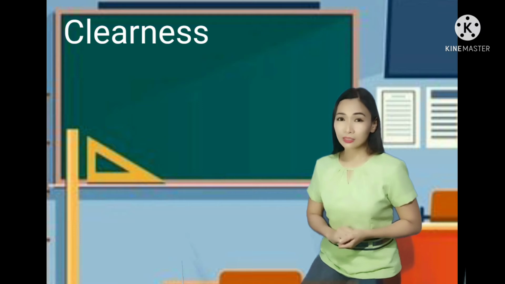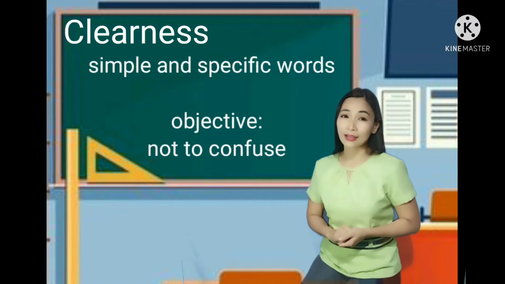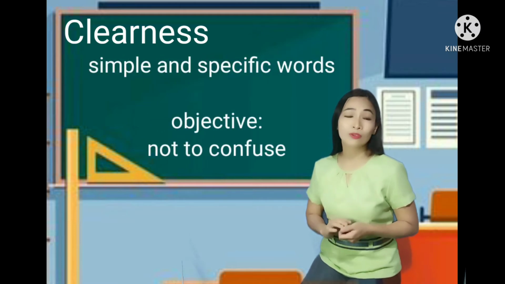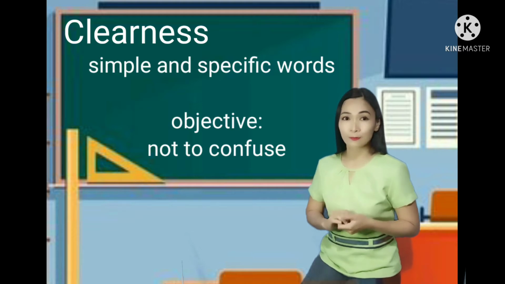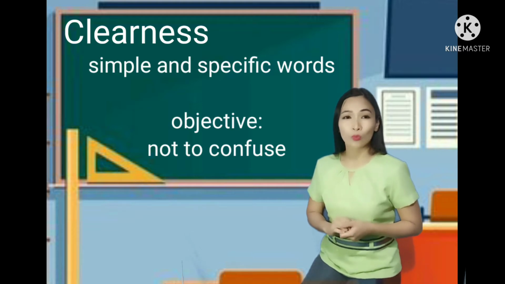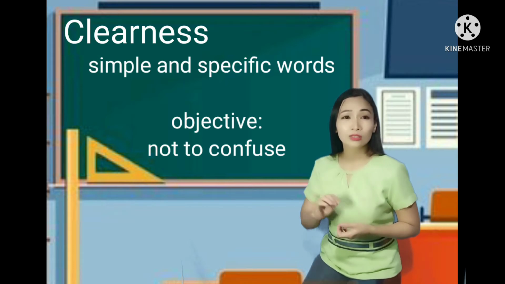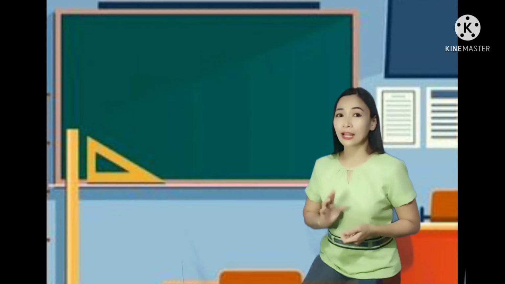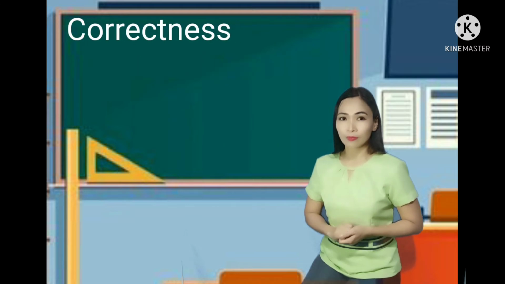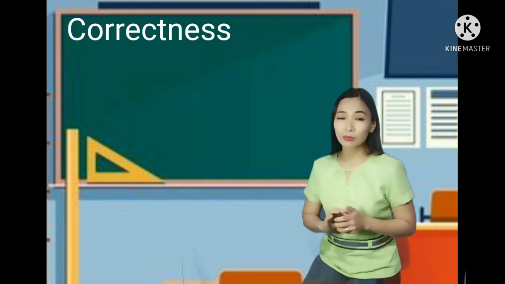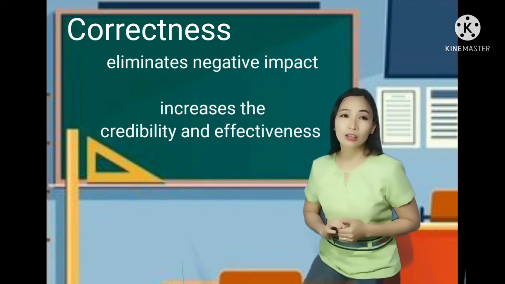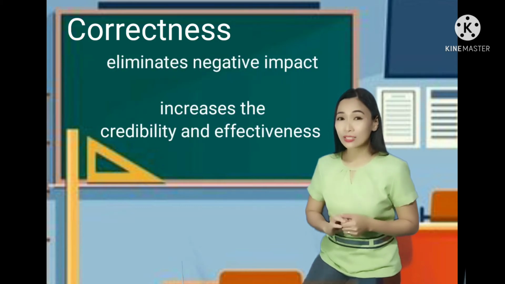Clearness. Clearness in communication implies the use of simple and specific words to express ideas. It is also achieved when the speaker focuses only on a single objective in his or her speech so as not to confuse the audience. The last one is correctness. Correctness in grammar eliminates negative impact on the audience and increases the credibility and effectiveness of the message.